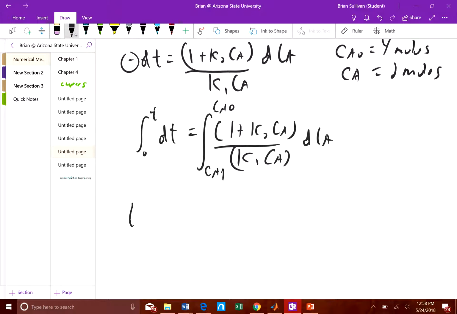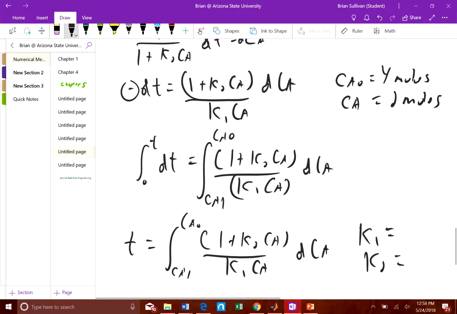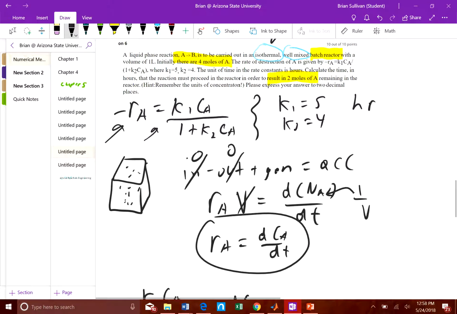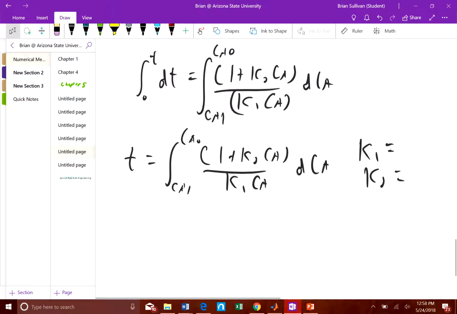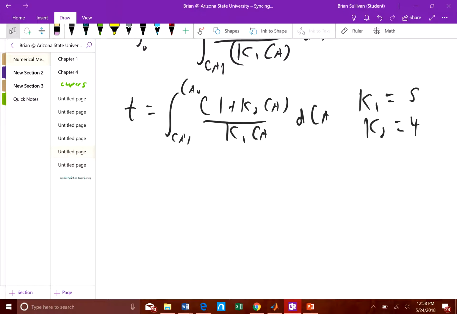So now you're going to have time is going to be equal to the integral from C_A1, which is going to be 2, to C_A0, which is 4, of (1 + K2 C_A) over (K1 C_A), right? Now, I'd like to add in at this point my K's. So what were those values? We had them up here. 5 and 4, okay? And those are in terms of hours. So we know our time is going to come out in terms of hours. So that's the takeaway from that.